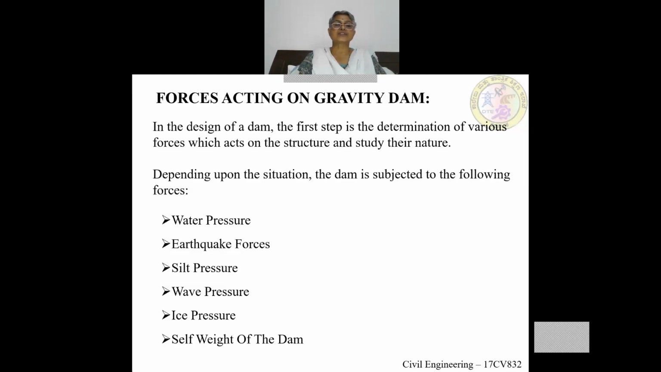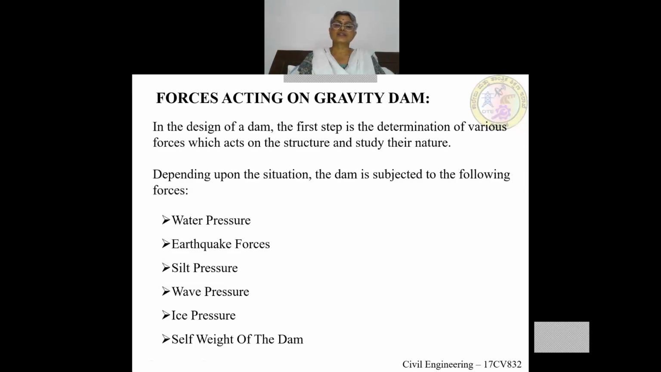Then the silt pressure. Silt gets deposited on the upstream side because of the water coming from the catchment area. It carries silt, and this silt pressure also acts on the upstream side of the dam. And next is the wave pressure. The wave pressure is due to the waves which are generated on the surface of the water because of wind. This wave pressure is a function of wave height, and that depends upon the velocity of the wave.